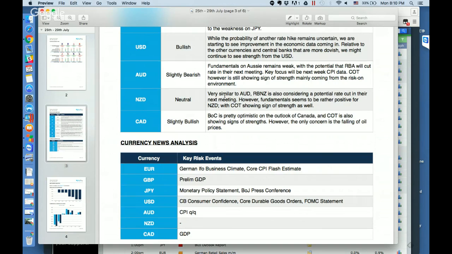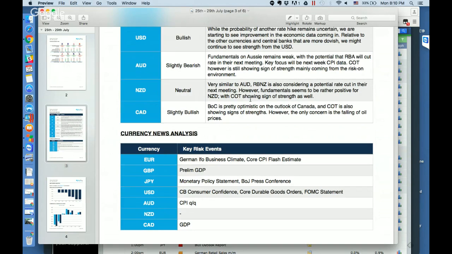All right, so we write here that, very similar to Aussie, RBNZ is also considering another potential rate cut. And the only thing that's not aligned is that the fundamentals seem to be rather positive. Okay, but RBNZ made it very clear that they do not want a very strong New Zealand dollar, right? So if the New Zealand dollar continues to rally, they might take certain action, right? Either using language tone from the central bank, or even really taking a decision to cut rates itself.